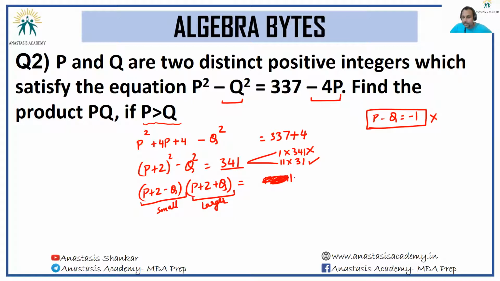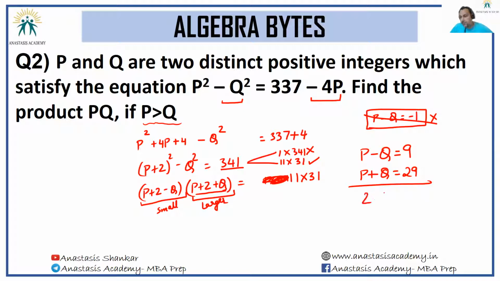Let me go ahead and write that down. 11 into 31. And now this is wrong. P minus q should be equal to plus 2. This should be equal to 9. And then p plus q should be equal to 29. Basically, see this expression here, p plus 2 plus q is equal to 31. 2 and 2, if I take out, p plus q is equal to 29.